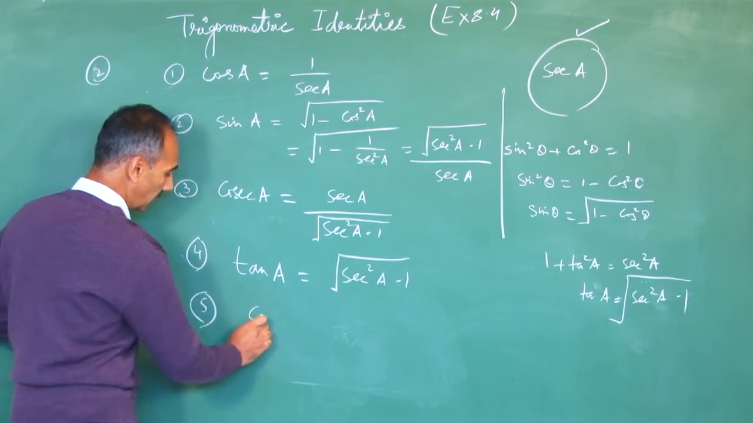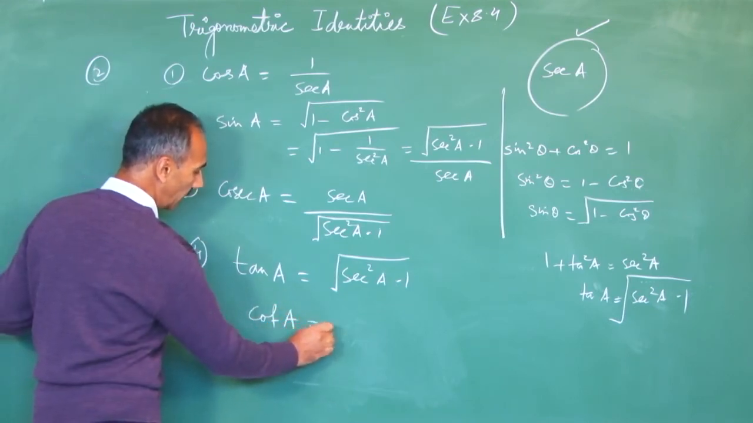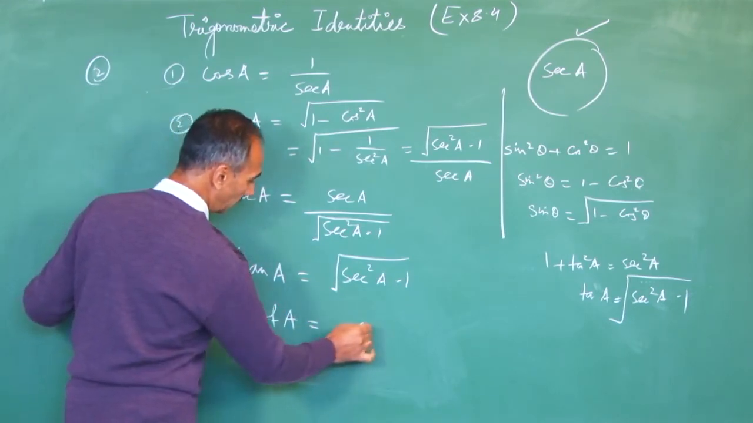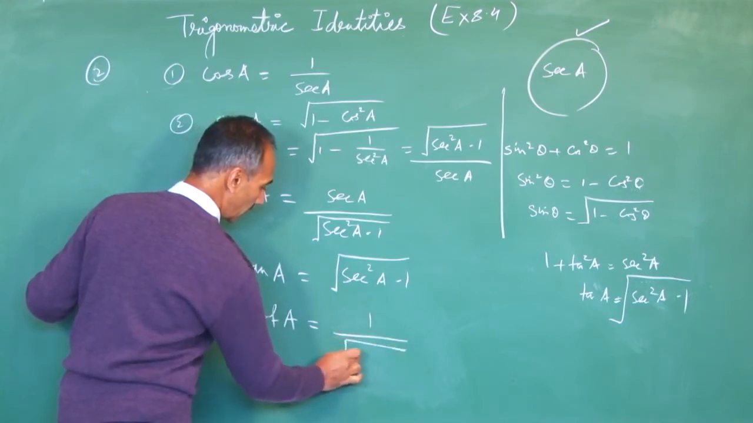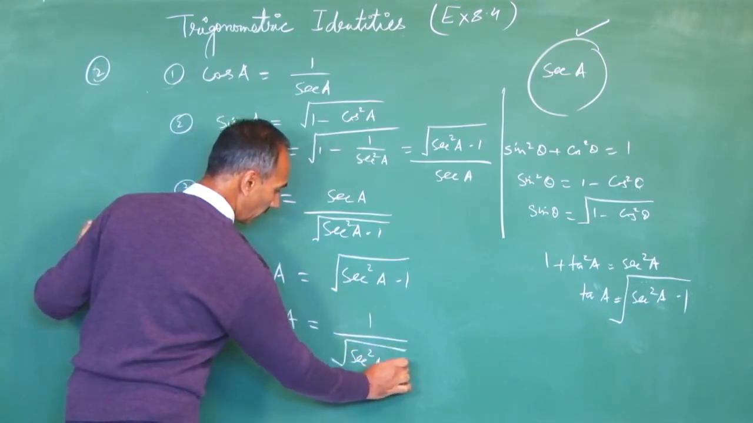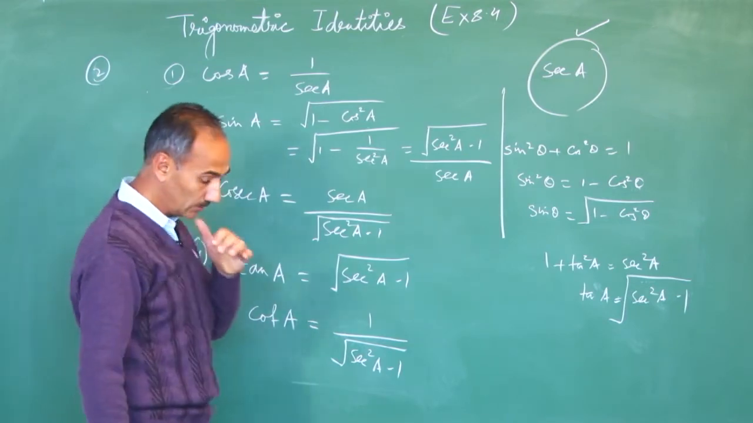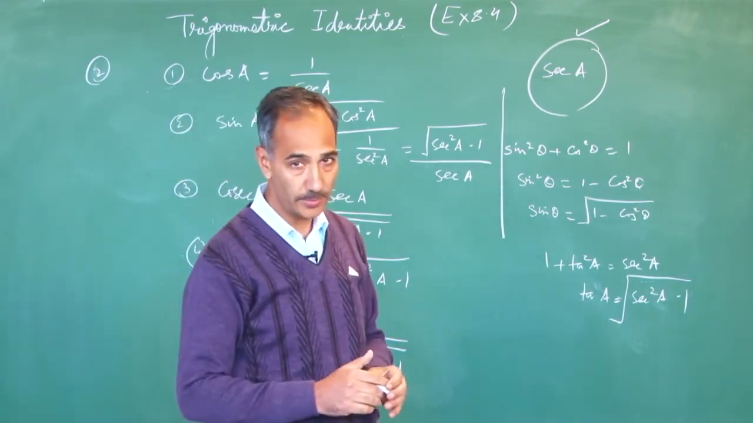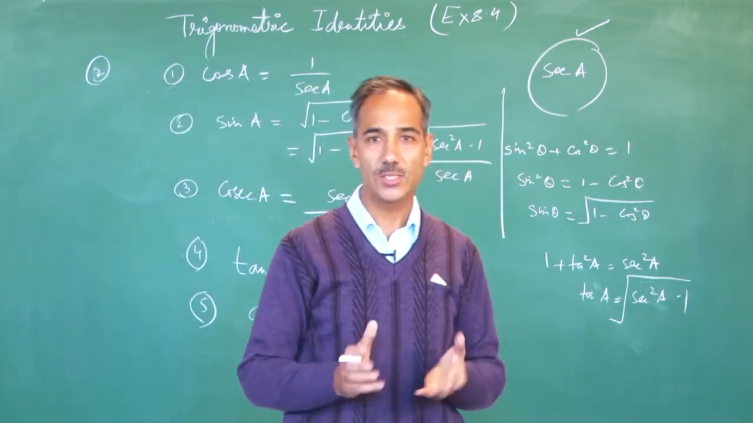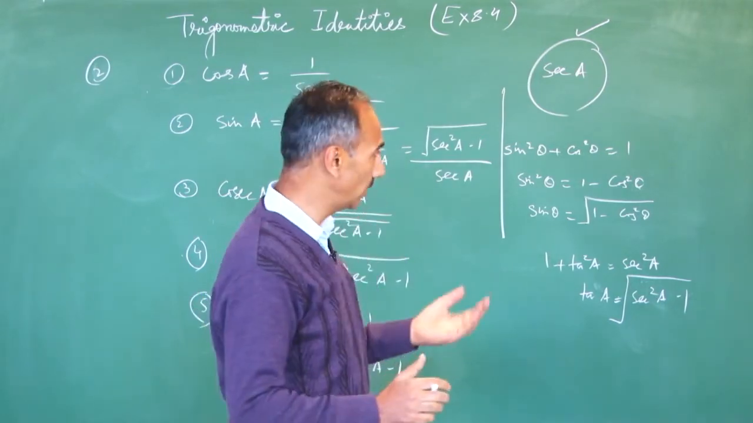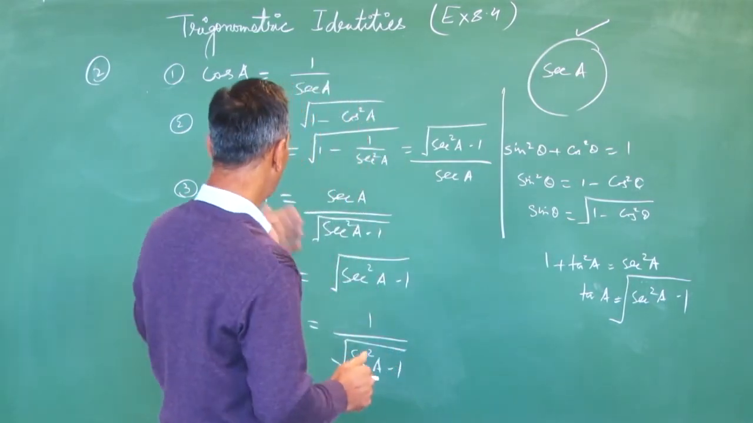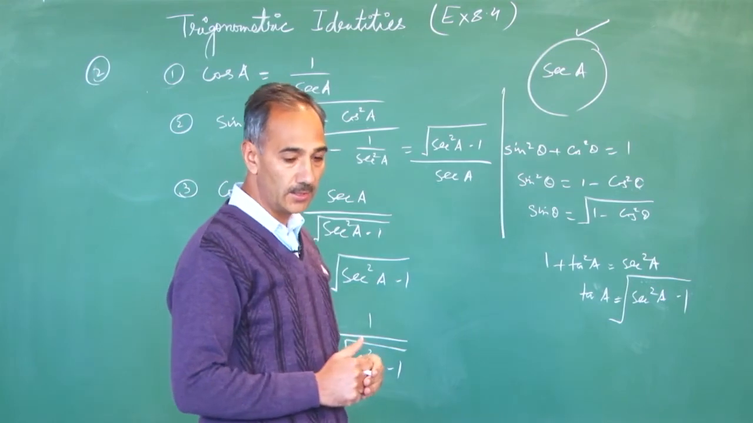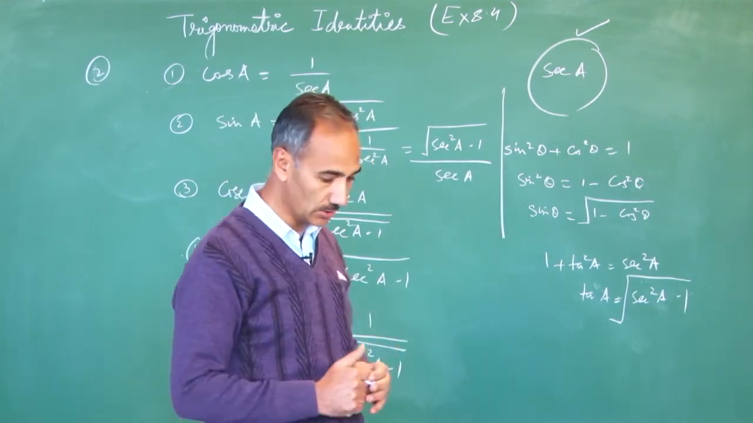Now the last one is cot of A. That is the reciprocal of tan. This will be 1 upon square root of secant square A minus 1. So all t ratios could be expressed in terms of a single t ratio, whichever t ratio you are interested in. Now you could try the first one using the same logic. We'll move further.